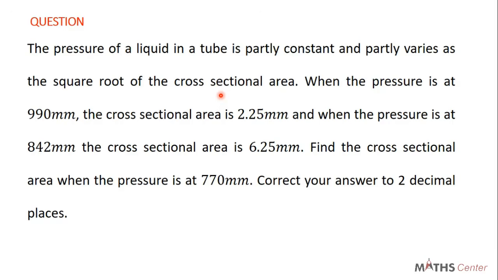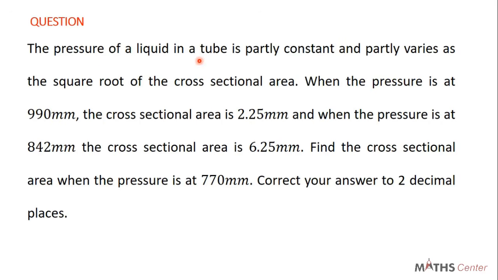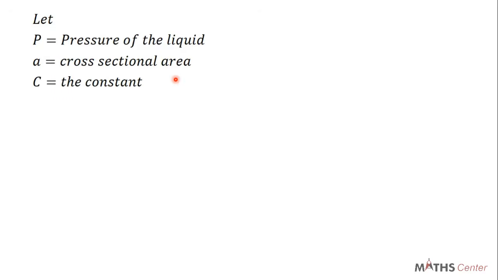To solve this question, we need to define the variables that we'll be using in our solution. So we are going to let P represent the pressure of the liquid, and we will let A represent the cross-sectional area. The question told us that the pressure in the tube is partly constant. So we are going to represent that constant with C. So C is equal to the constant.